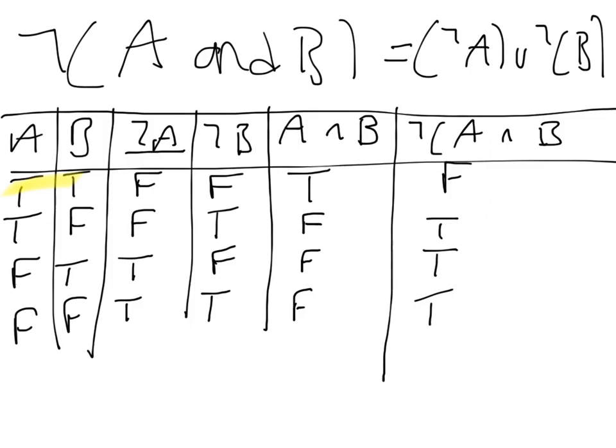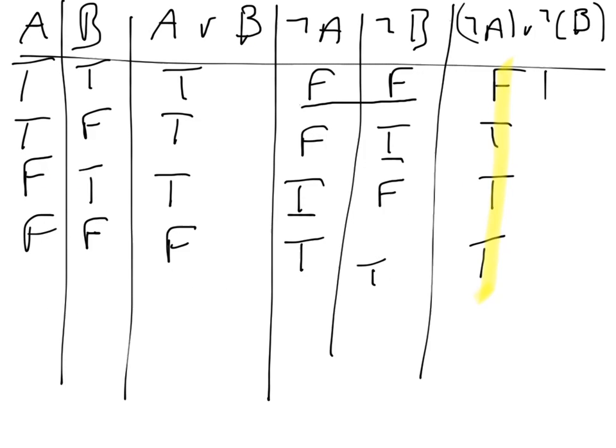We're comparing this to not (A and B), and that is false, true, true, true. As you can see right here, this matches with that: false, true, true, true. And on the next page we did not A or not B, and it's false, true, true, true. Therefore, the truth tables for these two statements are equivalent.